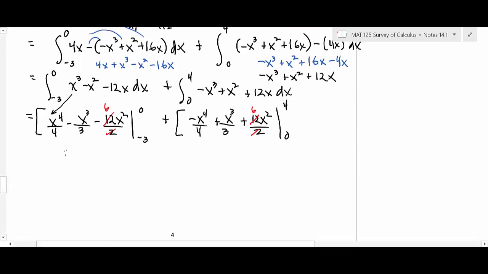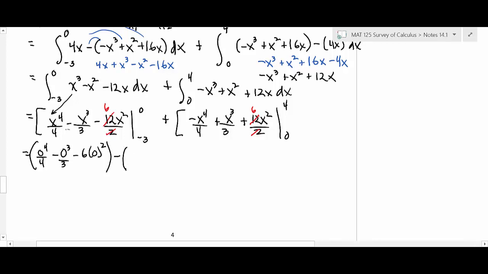All right, now let's see what we got. We've got to crunch all this stuff out now. You plug the 0 in, so you're going to have 0 to the 4th over 4, 0 to the 3rd over 3, minus 6 times 0 squared. That's going to be 0. If you could do that in your head, you could just write 0. I wouldn't care.